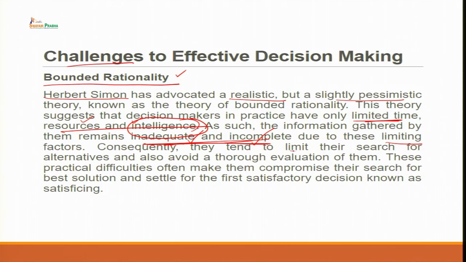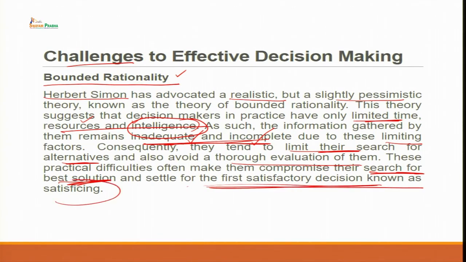Consequently, they tend to limit their search for alternatives as well, and also avoid a thorough evaluation of them. So, these practical difficulties often make them compromise their search for the best solution. They give up searching. They believe, okay, we do not want to go ahead with any further solution, and they settle on the first satisfactory decision, known as satisficing. So, they become trapped with satisficing and go ahead with this solution only.